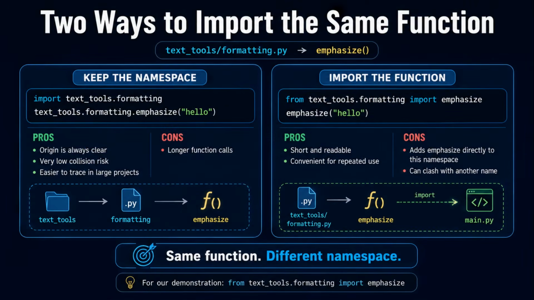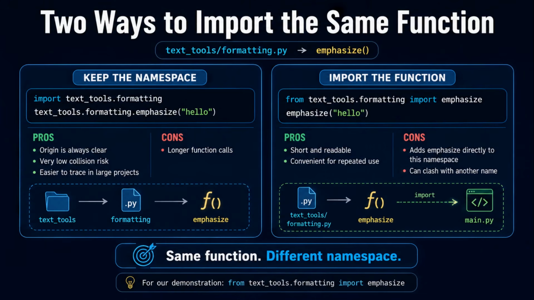There are 2 common ways to import and call the same function, but each one affects our program's namespace differently. The first approach is to import the module while preserving its complete package path. With import texttools.formatting, Python makes the module available through the texttools.formatting namespace. We then call the function as texttools.formatting.emphasize. This qualified form is longer, but the function's origin is always clear. It also presents a very low risk of name collisions because emphasize remains grouped beneath its package and module names. That clarity can be especially valuable in larger projects.